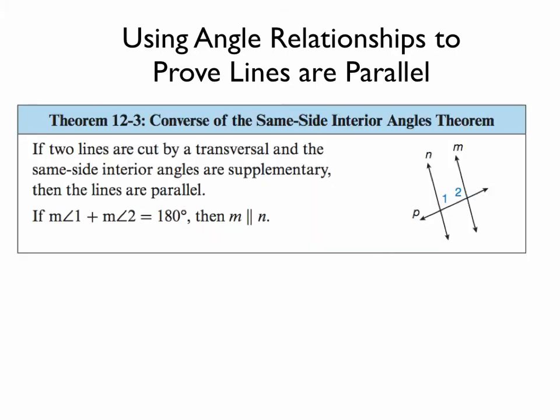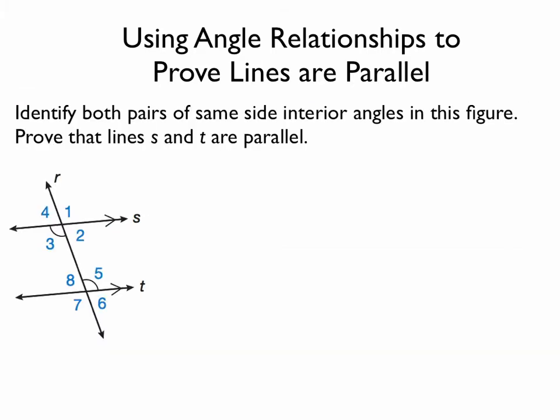Okay, one final theorem to look at. Converse of the same side interior angles theorem. So if we know in the diagram that angles 1 and 2 are supplementary, then lines M and N are parallel. Let's apply this theorem. Okay, so what do we know in this diagram? We are to prove that lines S and T are parallel. We're given that angle 3 and angle 5 are congruent.